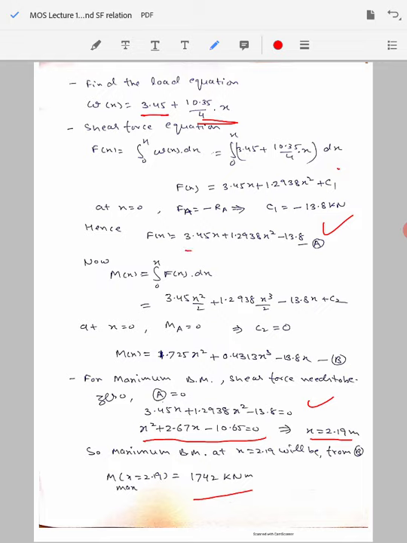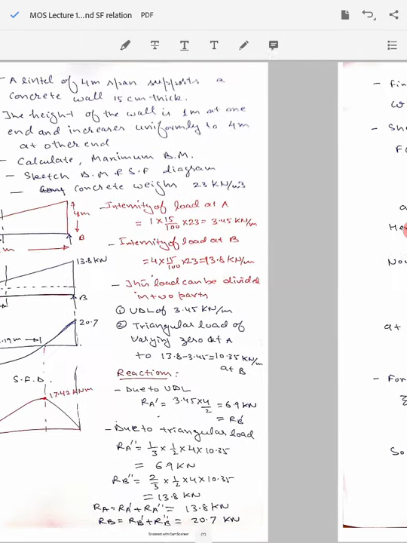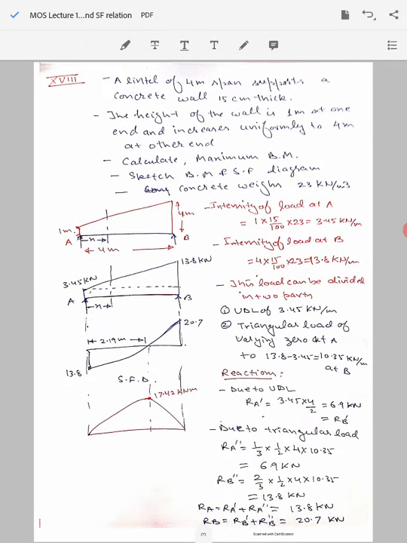We can make a plot of the shear force equation by substituting different values of x from 0 to 4 meter. And you see, because there is a quadratic relation between x and shear force, what you will get will be a parabolic shape. So this is the shear force diagram. You see from one side it is going to 13.8 and at the other edge it will go to 20.7, and at exactly 2.19 meter it will be 0. So this is the kind of parabolic shape that we will get.